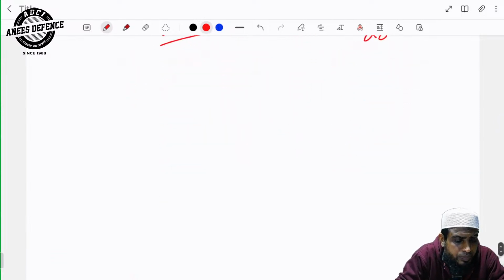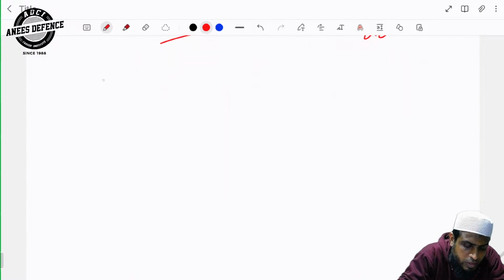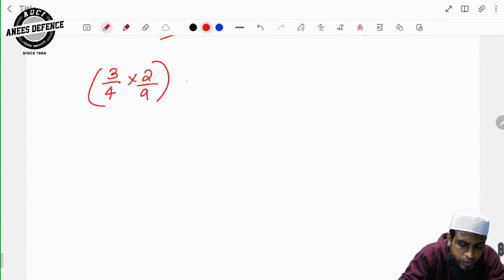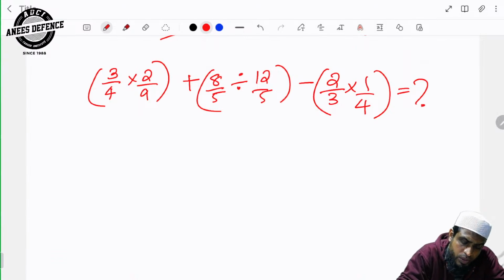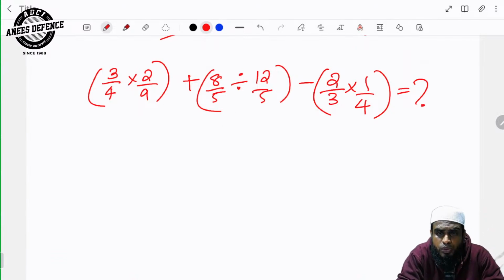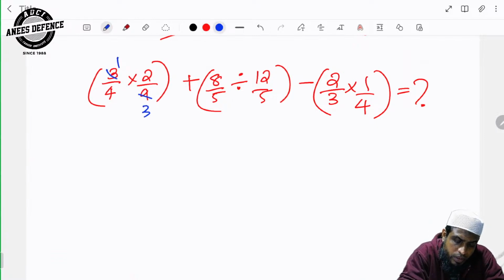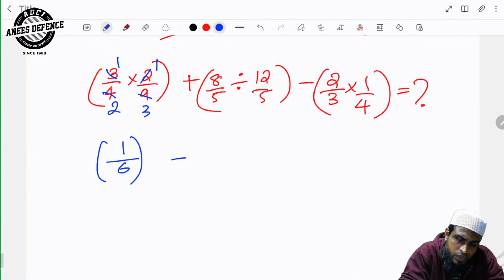Another question: what will come in place of the question mark? 3 by 4 into 2 by 9 plus 8 by 5 divided by 12 by 5 minus 2 by 3 into 1 by 4. We have to calculate the value. So here, first of all, you should do all the brackets. 1 into 3, 3 into 3, 1 into 2, 2 into 2. So the answer will be 1 by 6 minus.